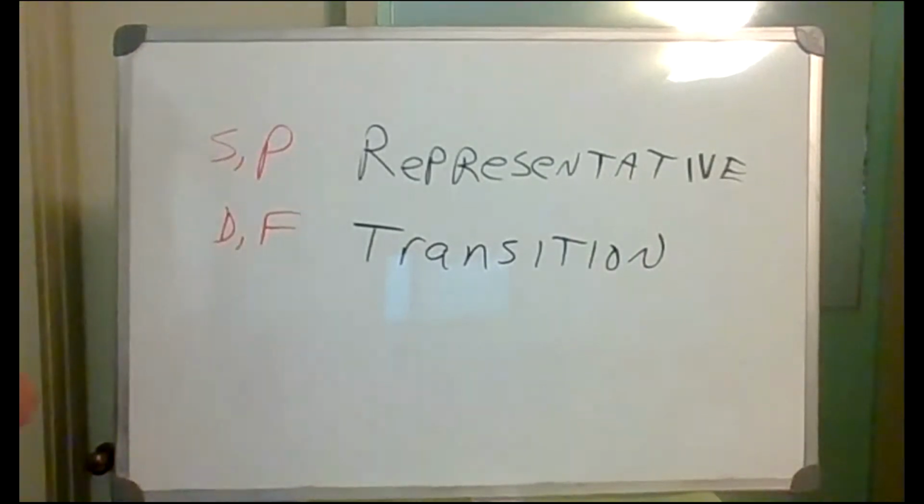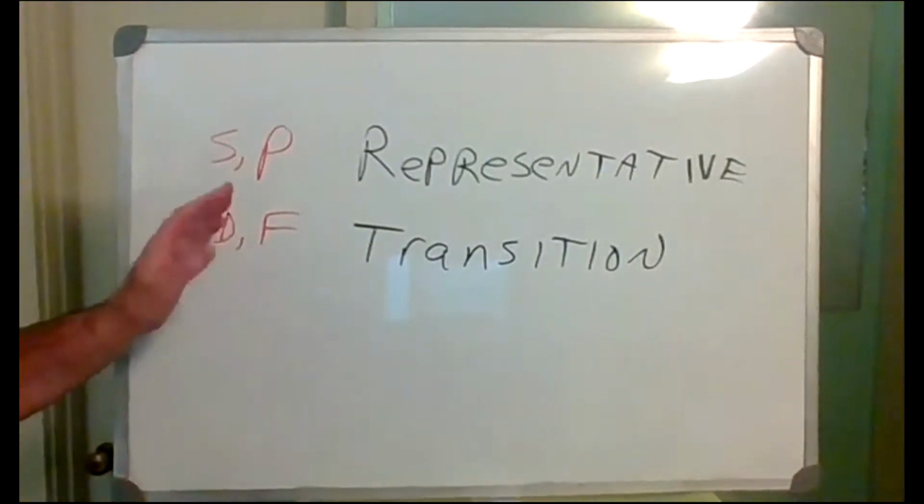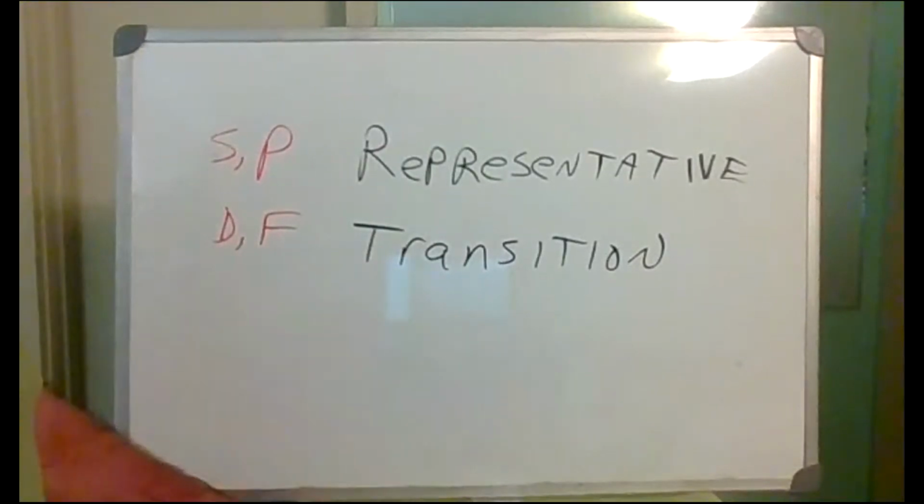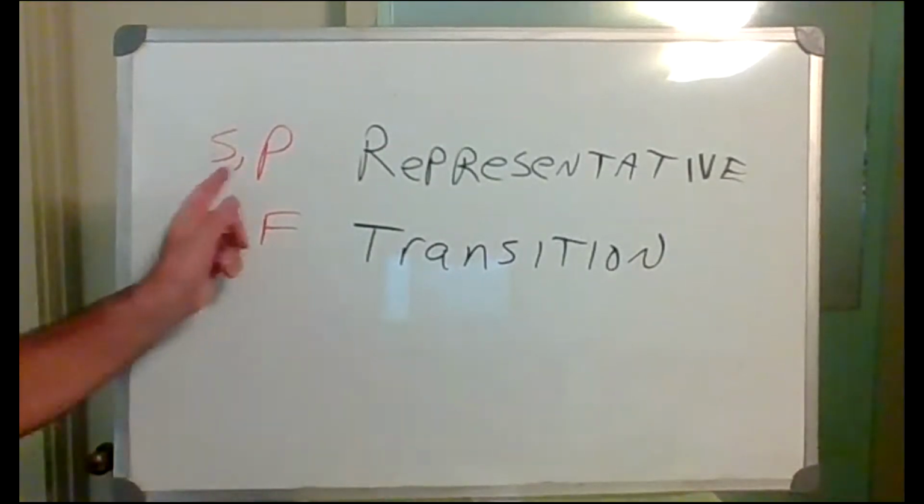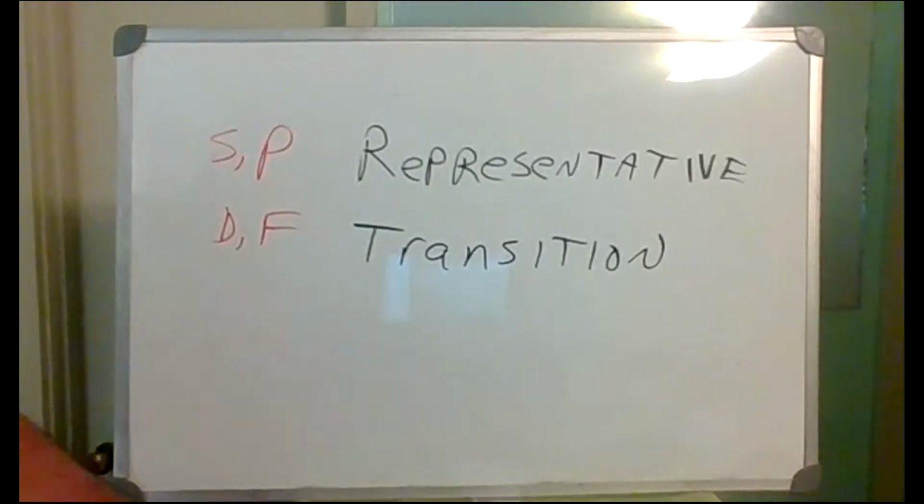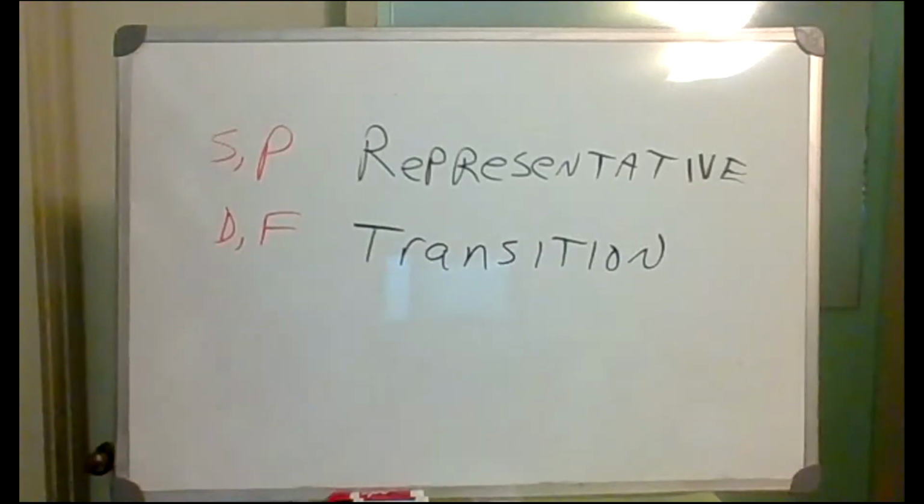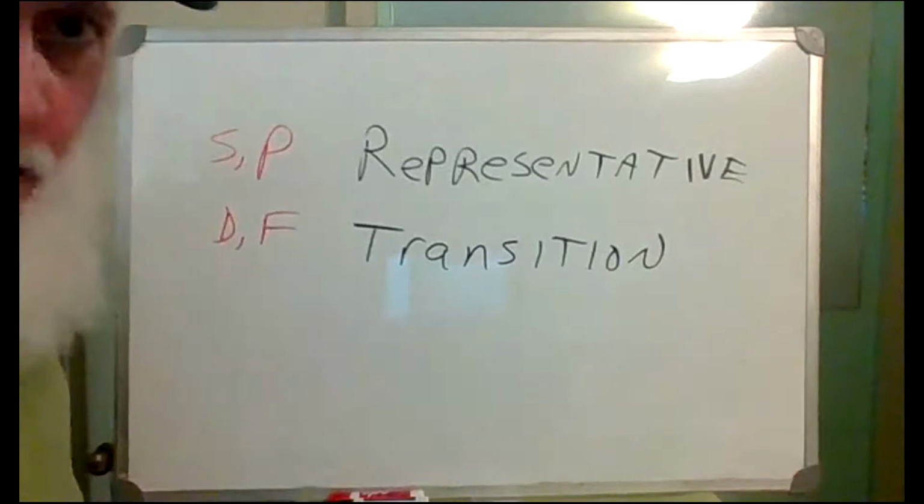Okay? Got it. So sometimes we only need to know, is an element representative or transition? That's all we need to know. But sometimes we need to know what block it's in. So we have these two different classifications. Any questions there? All right.